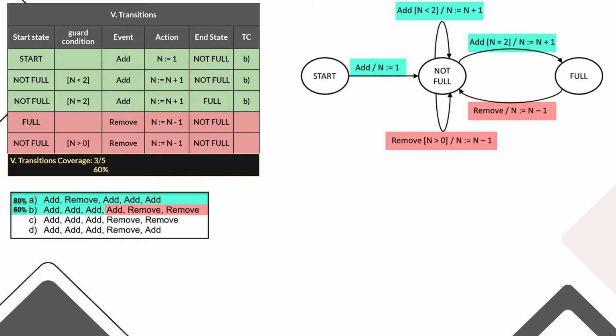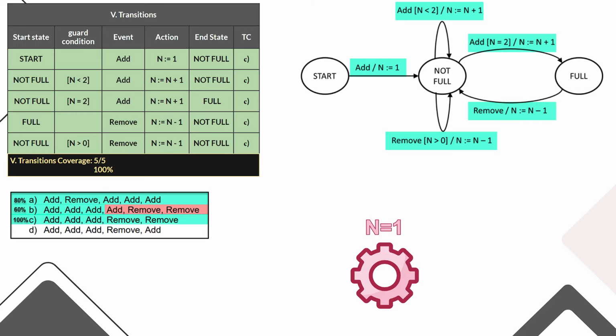After the first 3 transitions, only 60% of valid transitions coverage is achieved. This is all about test case B. Let's check test case C. In our opinion, everything is already obvious. Both guard conditions and actions related to events should be clear. Answer option C covers all valid transitions. Valid transition coverage is 100%.